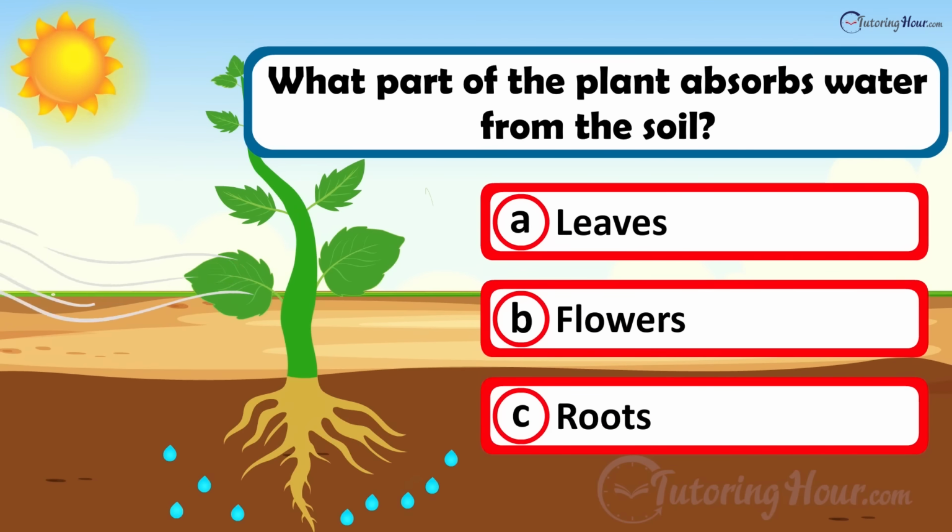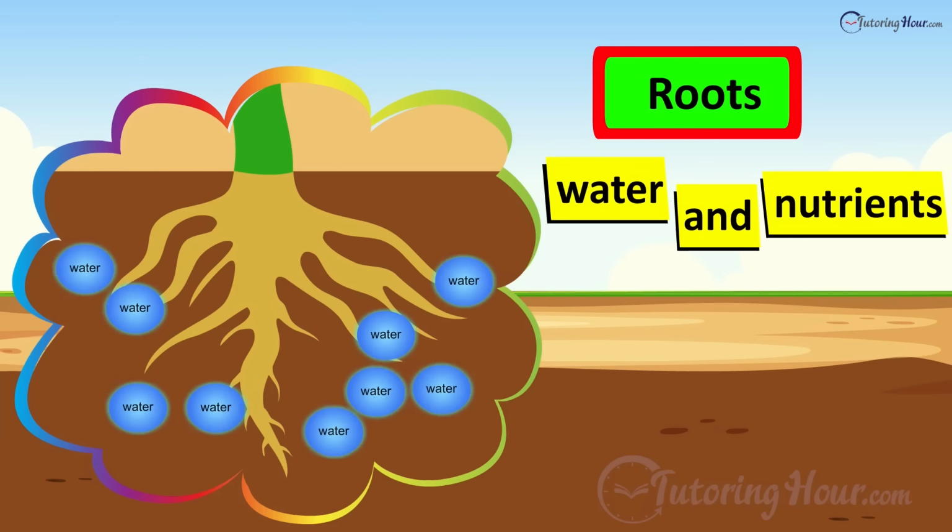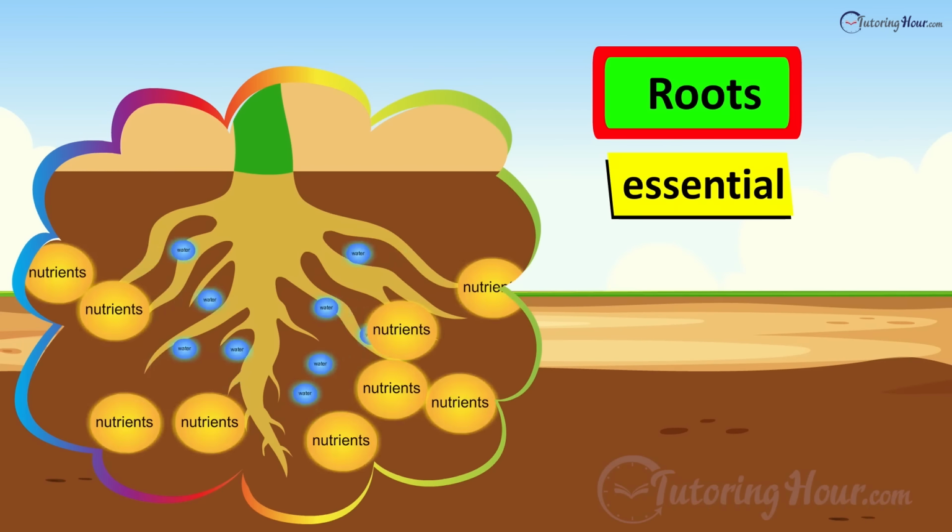The correct answer is roots. Roots take up water and nutrients from the soil, which are essential for photosynthesis.